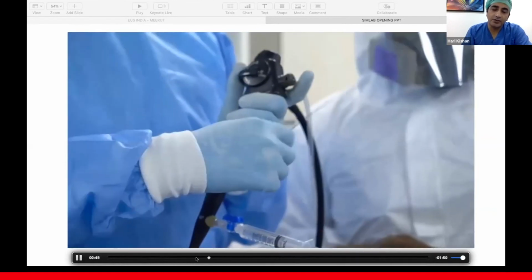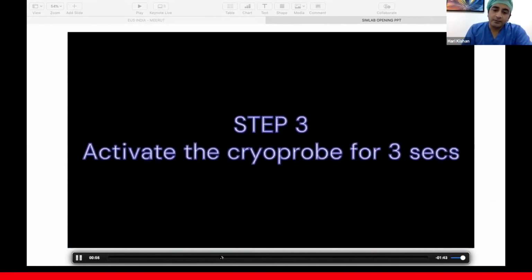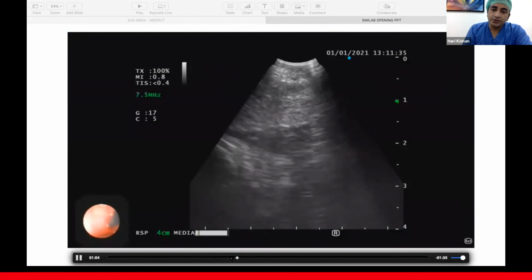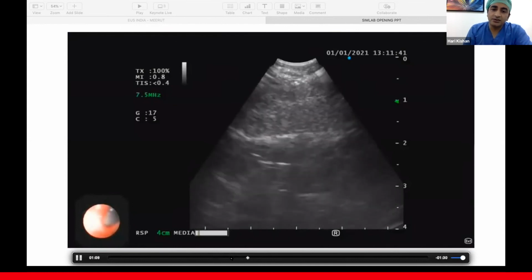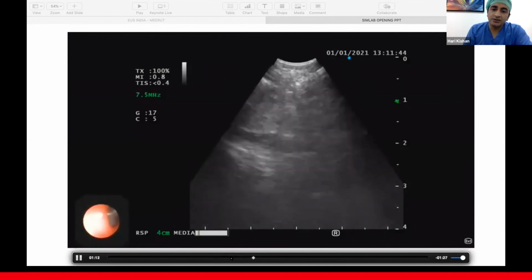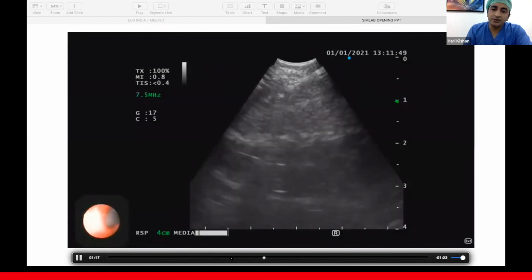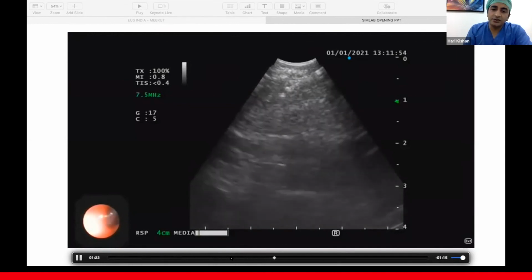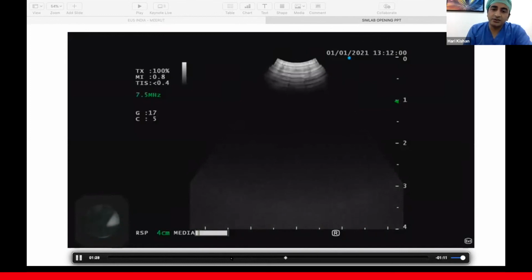So the probe is introduced into the EBUS TBNA scope channel, and the activation we only employed for 3 seconds. So you can see on the endosonography image, the cryoprobe entering into the lymph node through the bronchial wall. And then we did not go too deep because with the 1.1 mm cryoprobe, the distal portion also gets frozen. When you freeze for longer, that can get stuck to the lymph node or the bronchial wall. So 3 seconds of freezing time, that's what we did in our place.